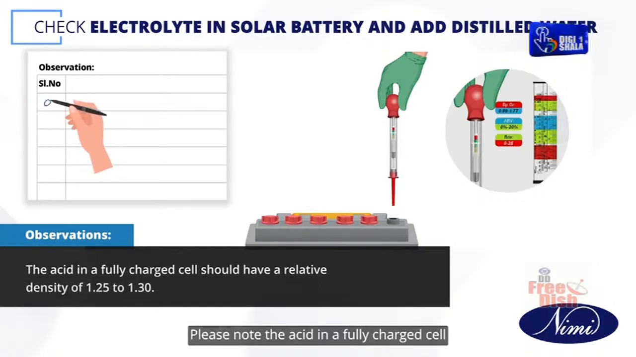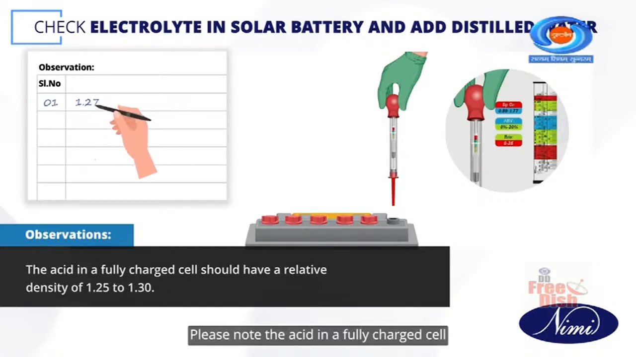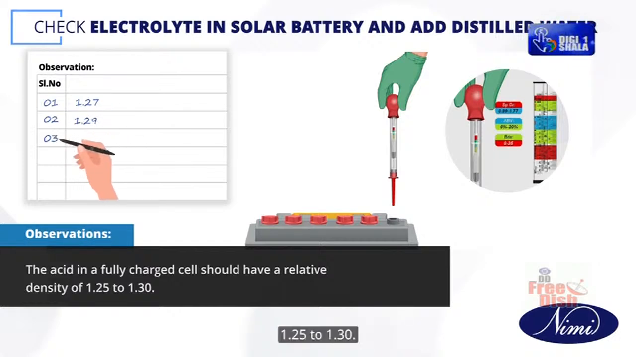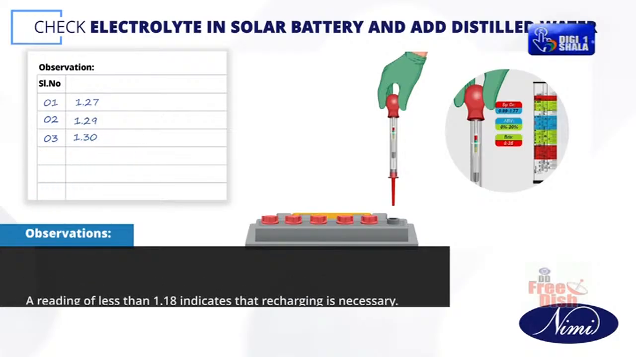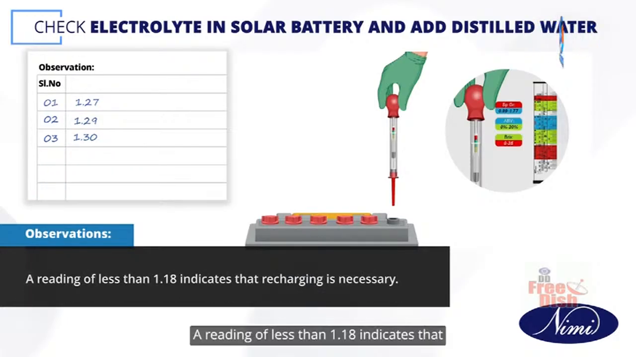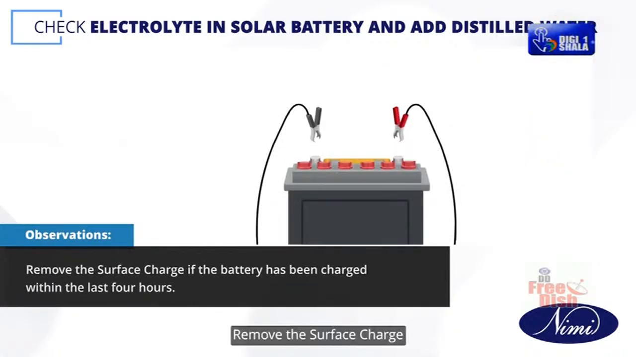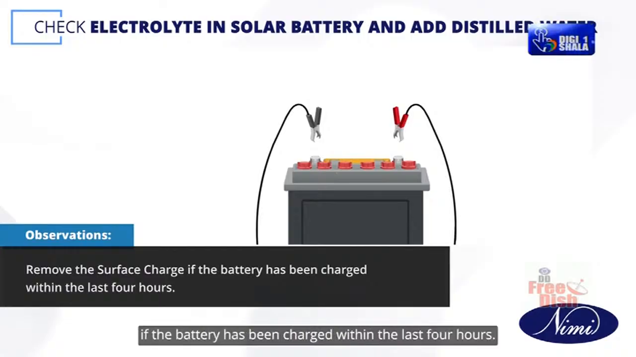Please note the acid in a fully charged cell should have a relative density of 1.25 to 1.30. A reading of less than 1.18 indicates that recharging is necessary. Remove the surface charge if the battery has been charged within the last 4 hours.